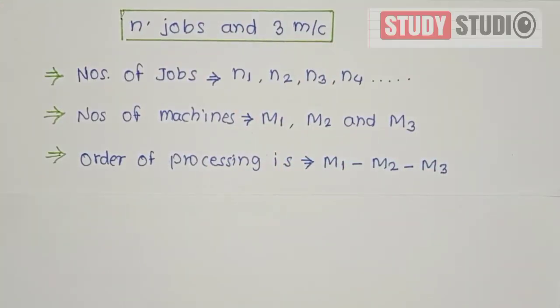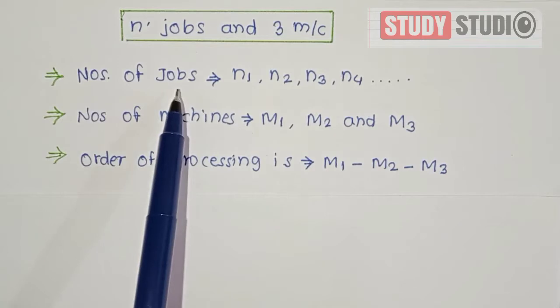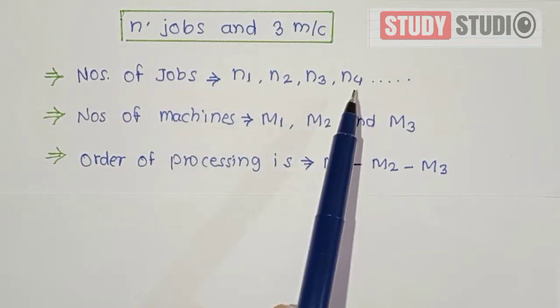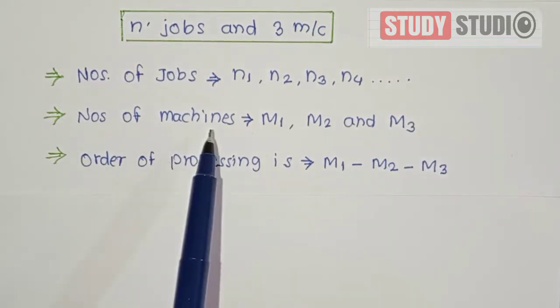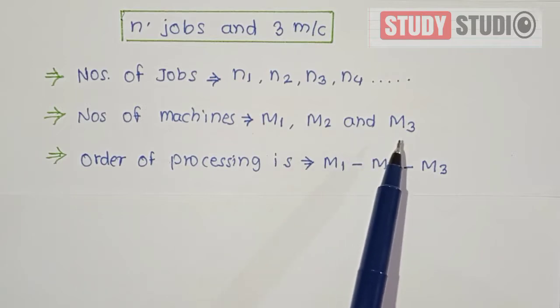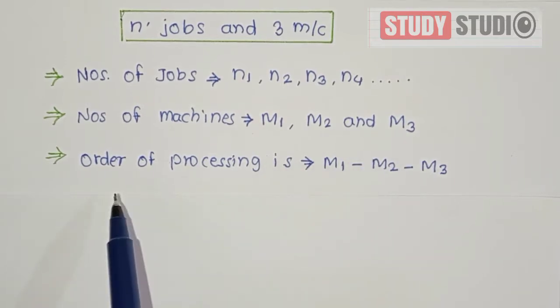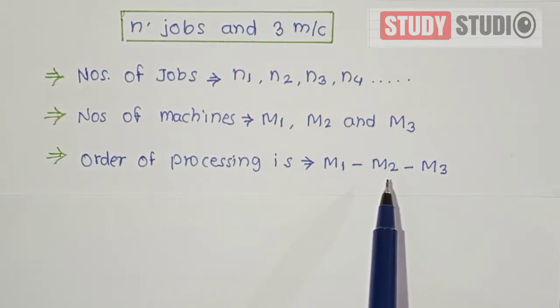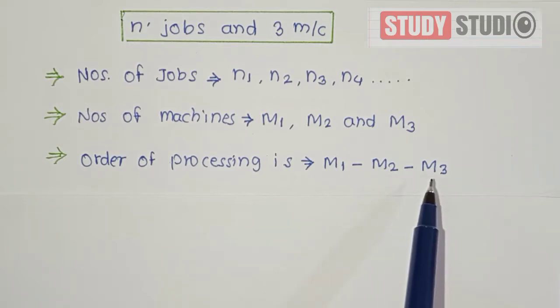Job 3 machines. So what is the case for n job 3 machine, that we'll try to understand. So number of jobs are n1, n2, n3, n4 and so on. Number of machines are 3, that is m1, m2 and m3. Now suppose the order of processing on machines is, firstly we'll perform a job on machine 1, secondly we'll perform on machine 2 and then we'll perform the job on machine 3.